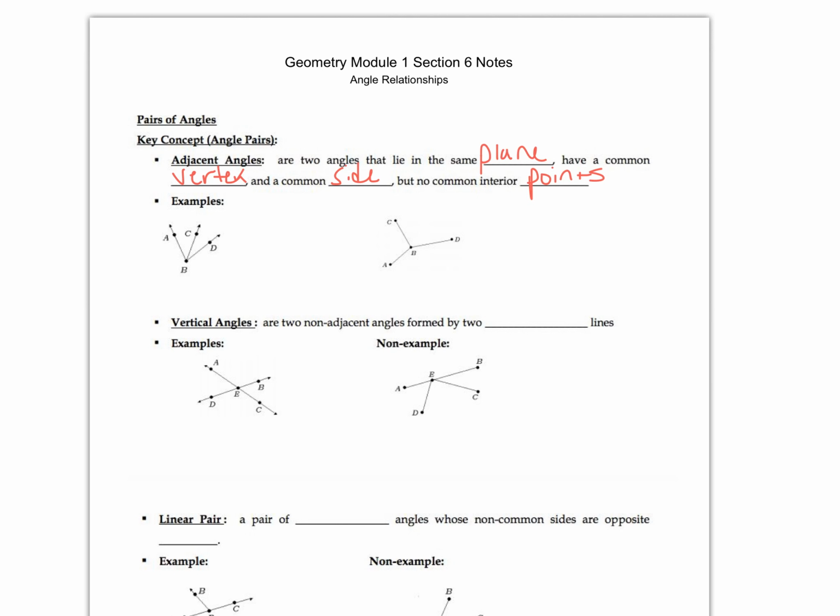So when I'm looking at my first example, I want to identify that this angle is right next to this angle. They're sharing that side right there. They're sharing that vertex right there. So I would say angle ABC and angle CBD are adjacent.